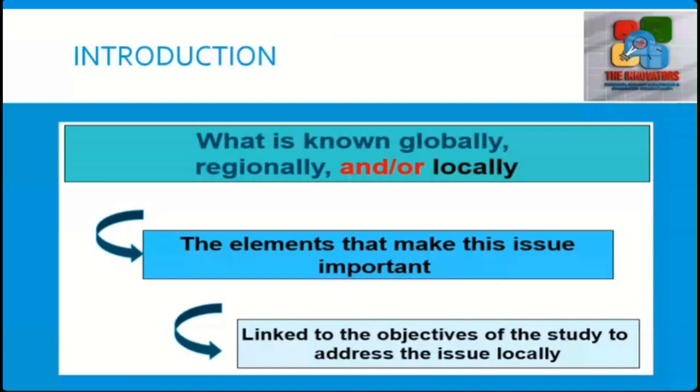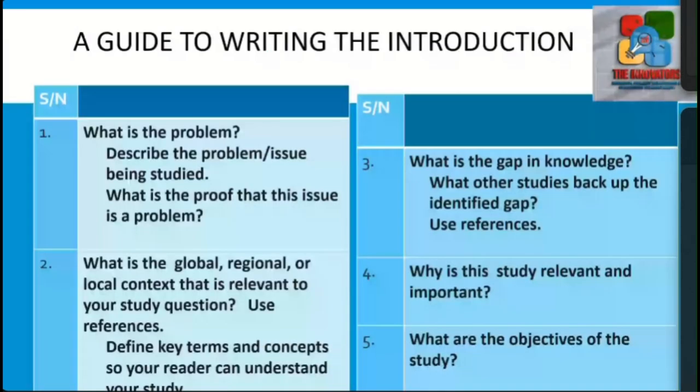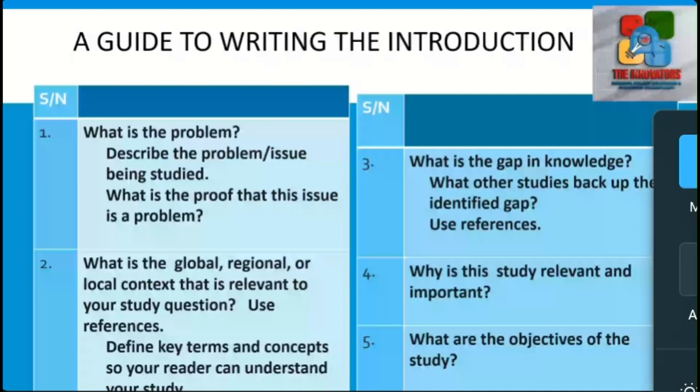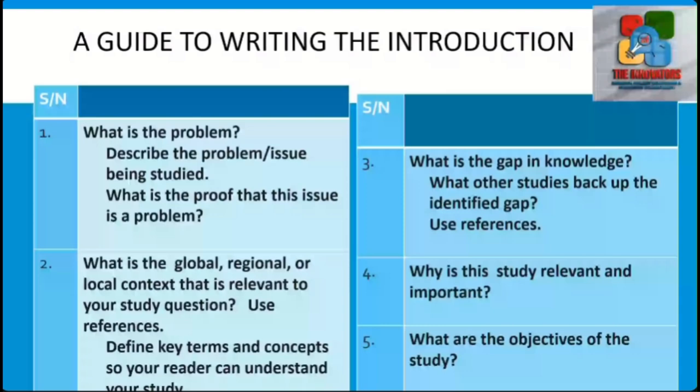When you are writing the introductions, we have a guide to write it. The first one is, what's the problem? Remember, when you're writing your problem, you have to write it in the inverted pyramid: globally, regionally, and if possible, your local context. Describe the problem, the issues being studied. What's the proof that this issue is a problem? You have to provide the references and exact citations that prove this is a problem. And when you're writing global, regional, and local context, you have to define the key terms and concepts so your reader can understand.